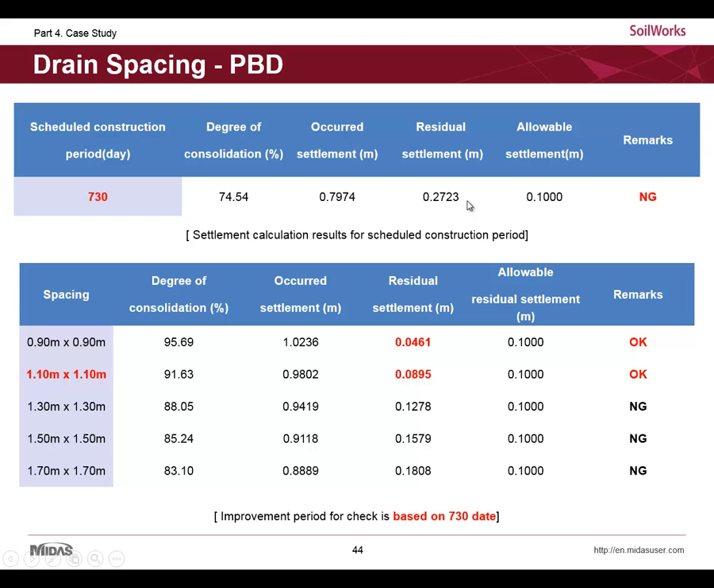After running parametric analysis, we can get the below table, so we can figure out which spacing has a residual settlement within the allowable range. In this case, 0.9 and 1.1 meters satisfy the design criteria, so we can make a decision that 1.1 meter is more suitable in terms of cost effectiveness.